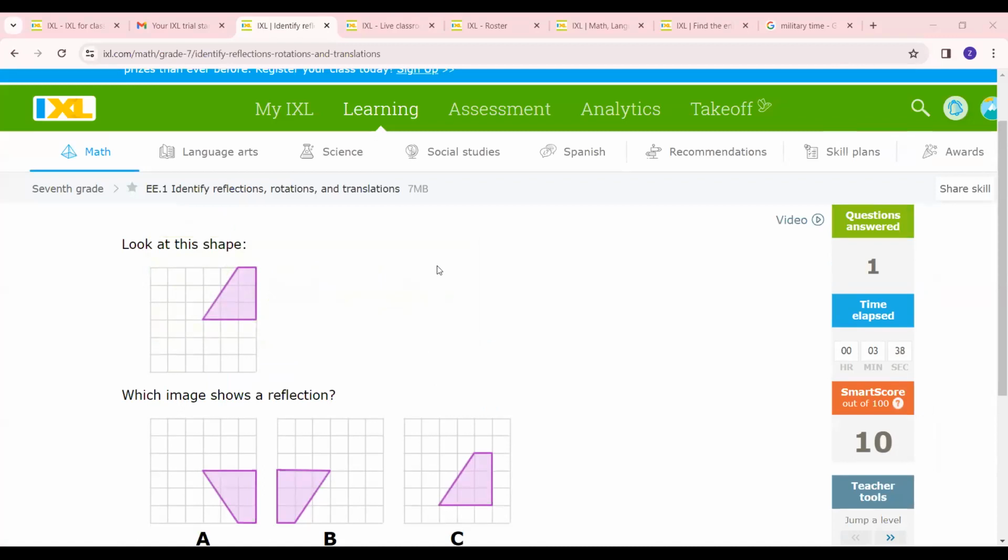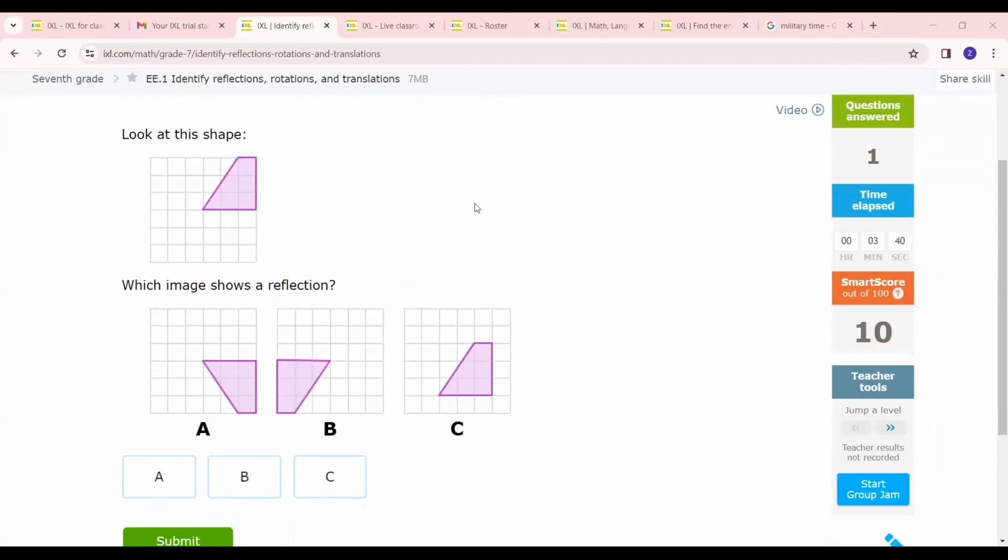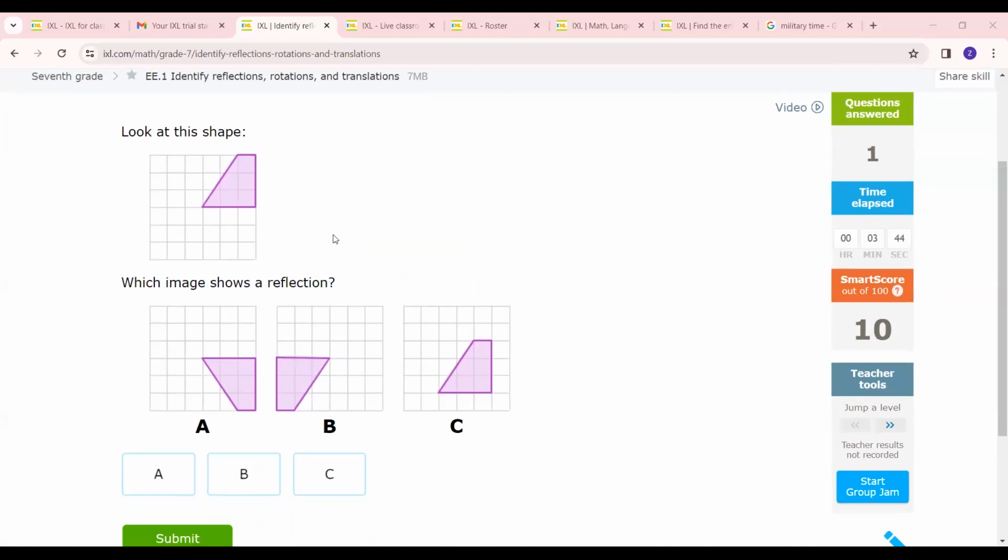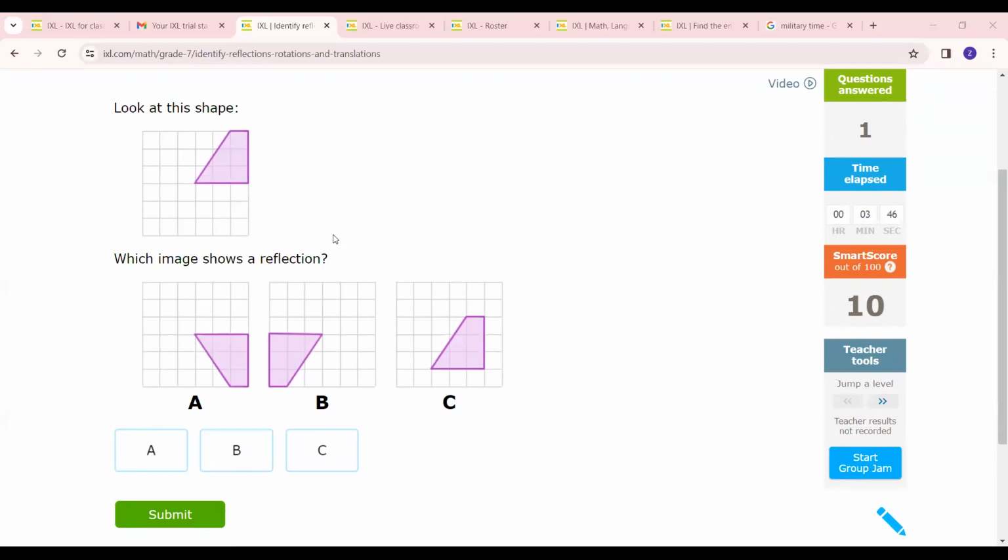The next one says, look at the shape. Which one shows a reflection? Let me know what you think. A, B, or C? B. Some say B, and one student says A.